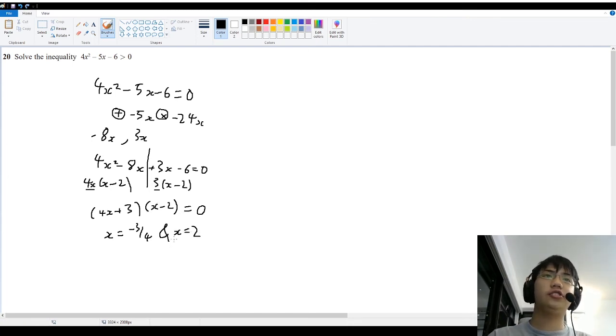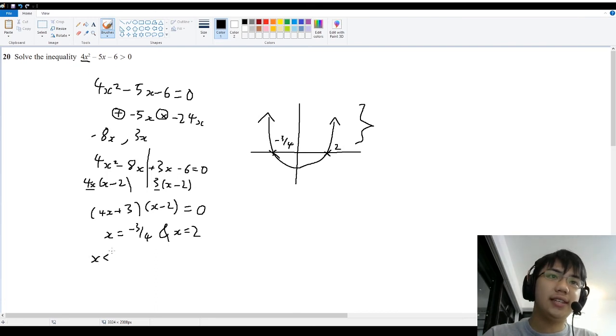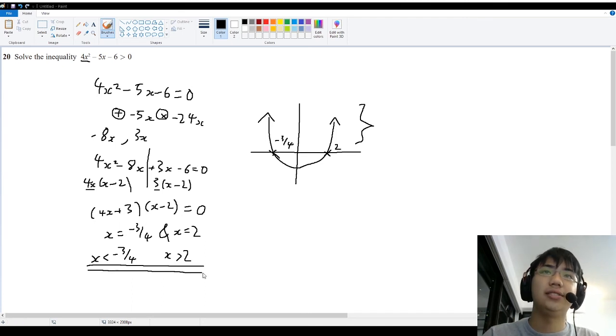Now we just need to know which direction the inequality sign goes. Since the coefficient for x squared is positive, the graph would look like this. So it goes up like this, well, concave up. So here you have negative 3 over 4, and here you have 2. So the area greater than 0 would be this area here. So you have x is less than negative 3 over 4 and x is greater than 2. So that is our answer for question 20.